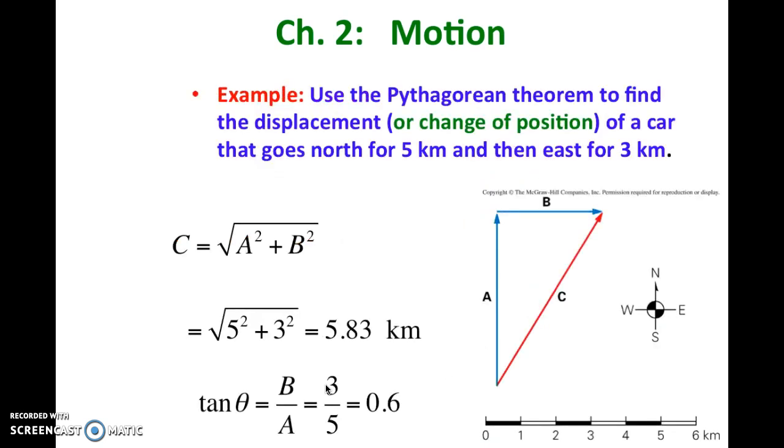For example, use the Pythagorean theorem to find the displacement, or change of position, of a car that goes north for 5 km and then east for 3 km. According to the Pythagorean theorem, C equals the square root of a squared plus b squared. Substituting a as 5 and b as 3, we find the displacement C as 5.83 km. The direction of the displacement can be represented by the angle theta between vectors C and A. Tangent theta equals b over a equals 0.6, which leads to theta being 37 degrees.